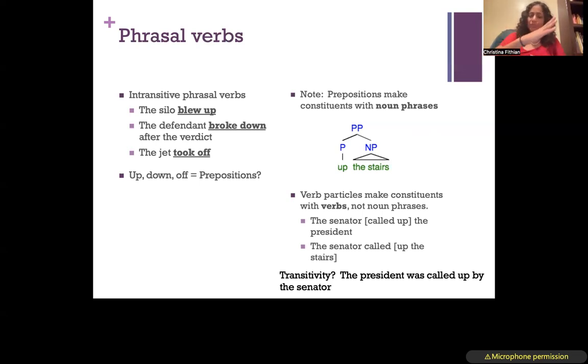The jet took off. Okay. So again, these look like prepositions, up, down, off, but they're not. They are verb particles. And we know that these are intransitive verbs, the whole phrase, or the phrasal verb, because they can end the sentence as they do here. Now, all of these things can, like any other VI, be followed by an adverb directly. The defendant broke down quietly after the verdict. The jet took off loudly, and so on and so forth.